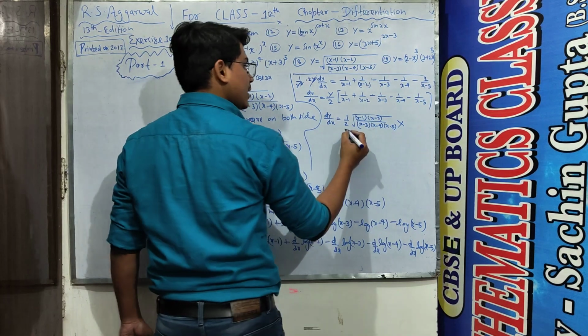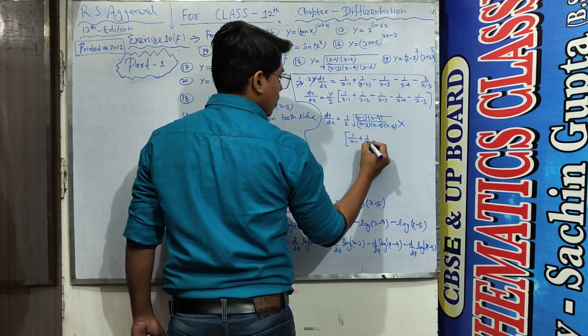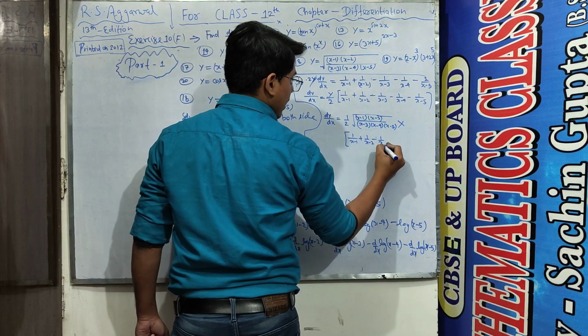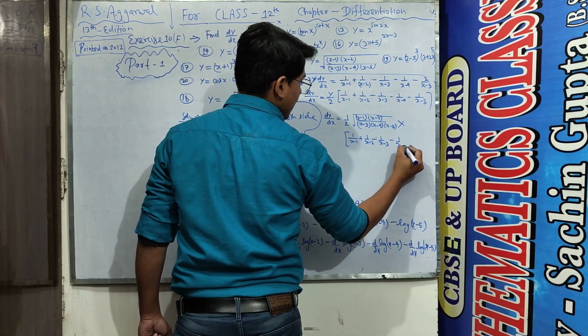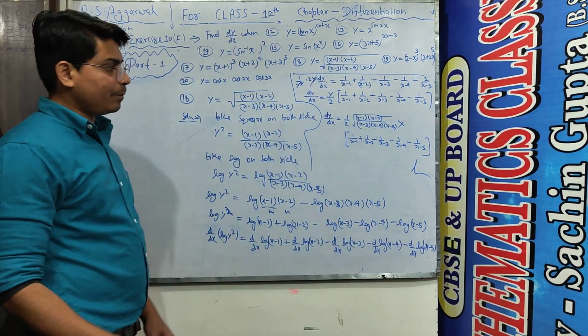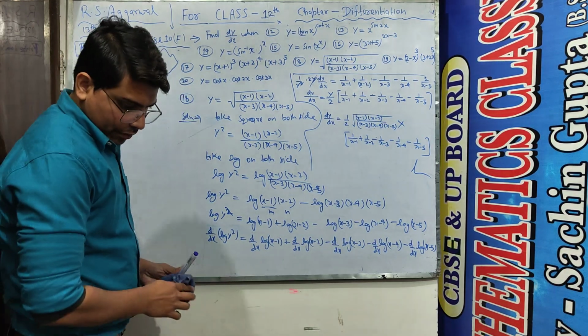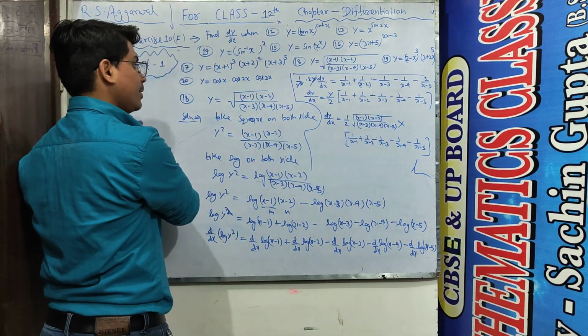And in multiplication, this bracket also comes: 1 upon x minus 1 plus 1 upon x minus 2 minus 1 upon x minus 3 minus 1 upon x minus 4 minus 1 upon x minus 5. This is our answer. You can match. Now student, we go to question number 19.